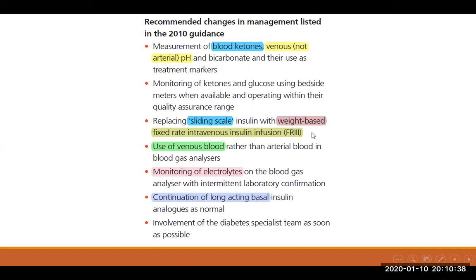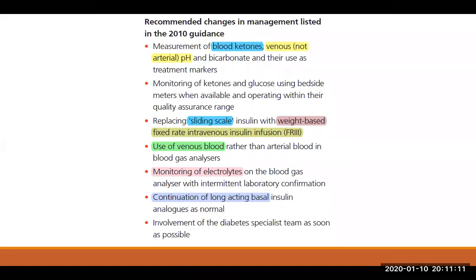How to initiate insulin is very important. Sliding scale insulin is not used nowadays. It is fixed rate intravenous insulin infusion, FRII. This is very important. It is weight based. So insulin infusion, fixed rate, not variable rate, fixed rate. And of course, venous blood is used for determination of pH and bicarb. We must monitor electrolytes and blood glucose routinely.